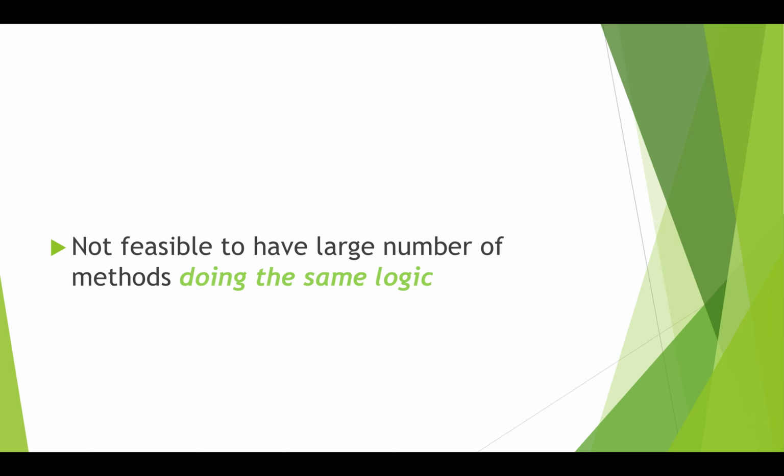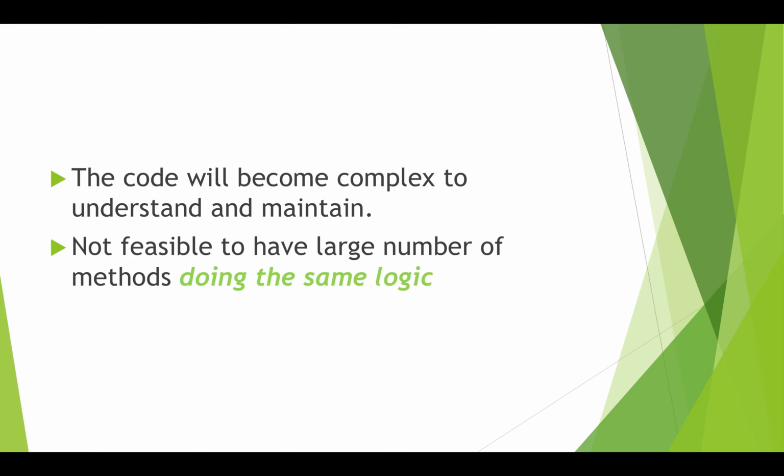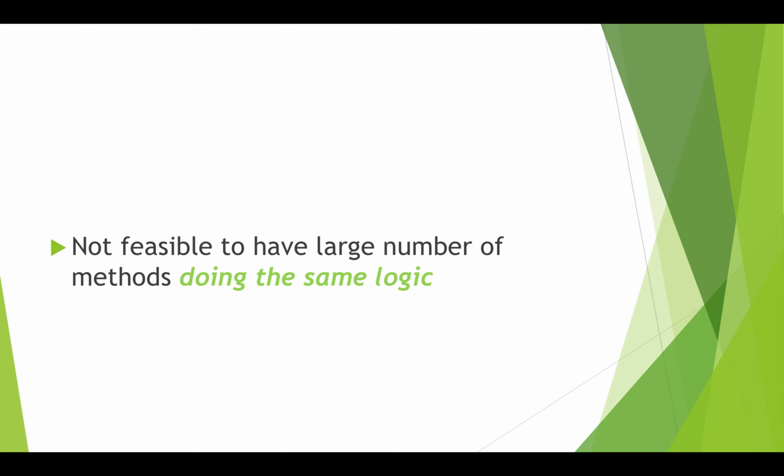So what we want to discuss is it is not feasible to have a large number of methods doing the same logic. Right now the logic is simply to add two numbers. The code will become complex to understand and to maintain, right? Here we are seeing just a simple method of adding two numbers, but when you have a big method with multiple lines of code and you are just repeating that code for other data types, it is not an elegant solution, right? So the generic methods come to rescue in this case.